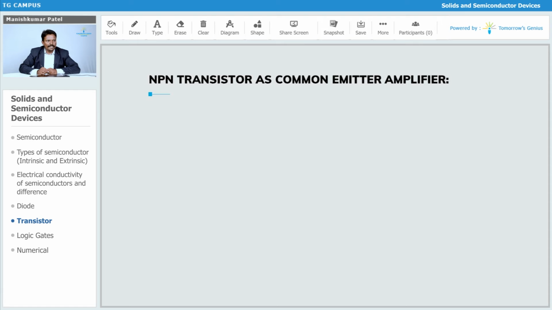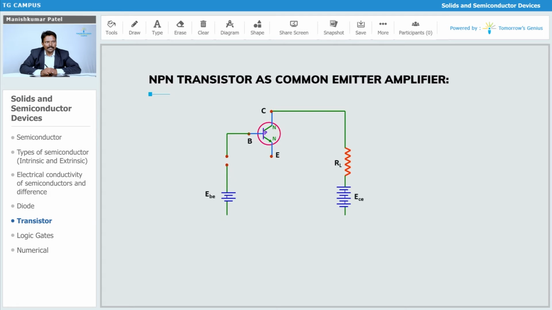Now we will see the NPN transistor as a common emitter amplifier. So the arrangement, this is your NPN transistor. This is the collector, base, emitter. Then the next thing, their terminals are taken out. One is connected between VBE, and the other is connected between the collector and ground. So this is how we are going to see the arrangement for the same.